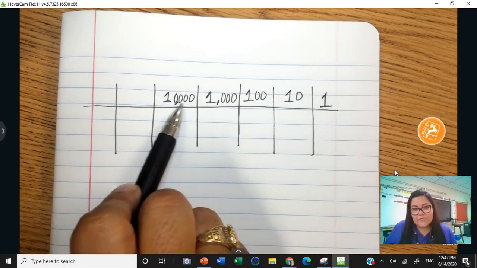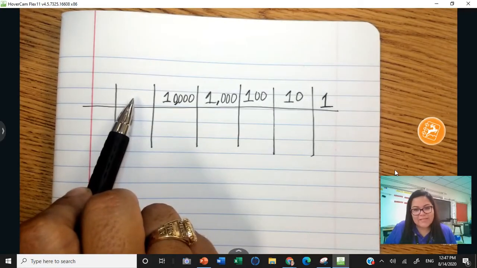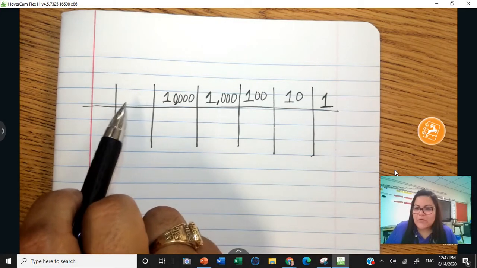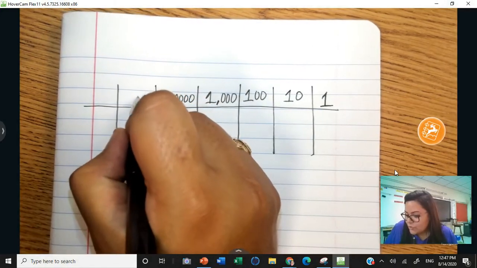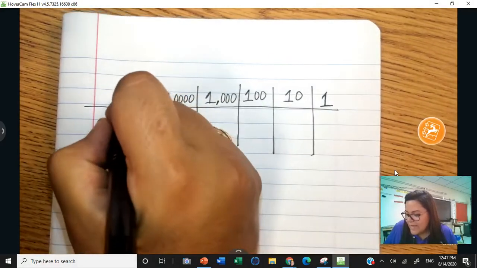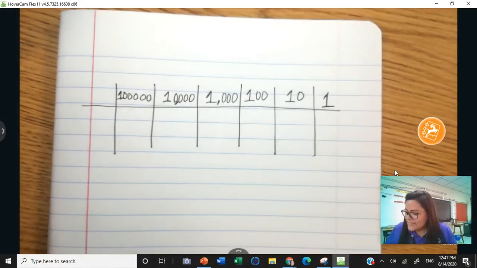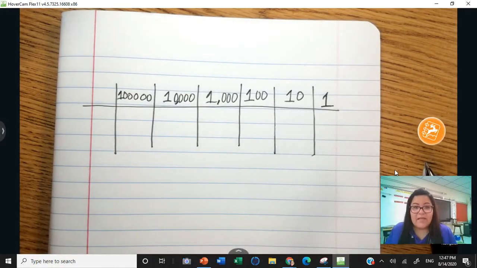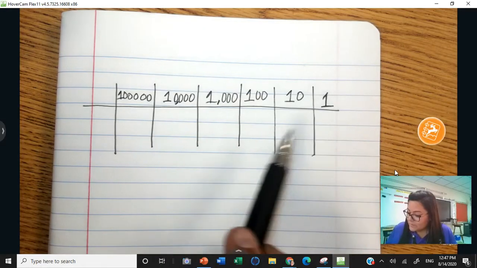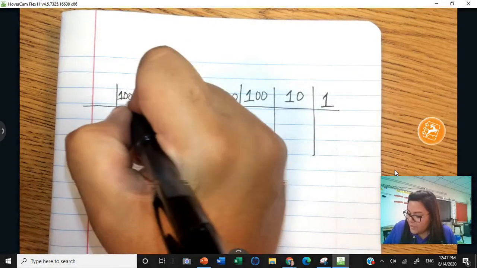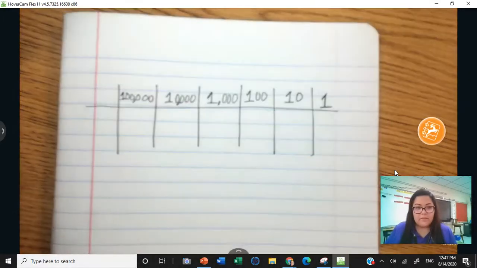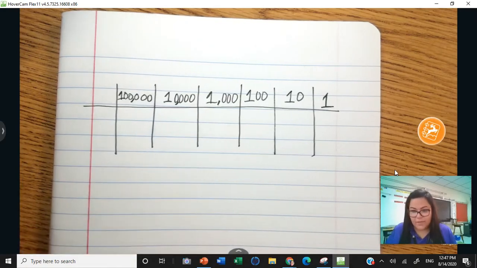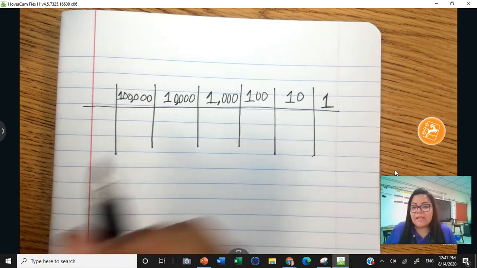Now, if I have 4 zeros here, guess how many zeros the next one is going to have? Oh, I think someone said 5 zeros. So let's go to 5. 5 zeros now. 1, 2, 3, 4, 5. And then add my 1. And that is called my 100,000s place. Okay, and then my comma. Make sure your comma is after every 3 digits. 1, 2, 3, comma.